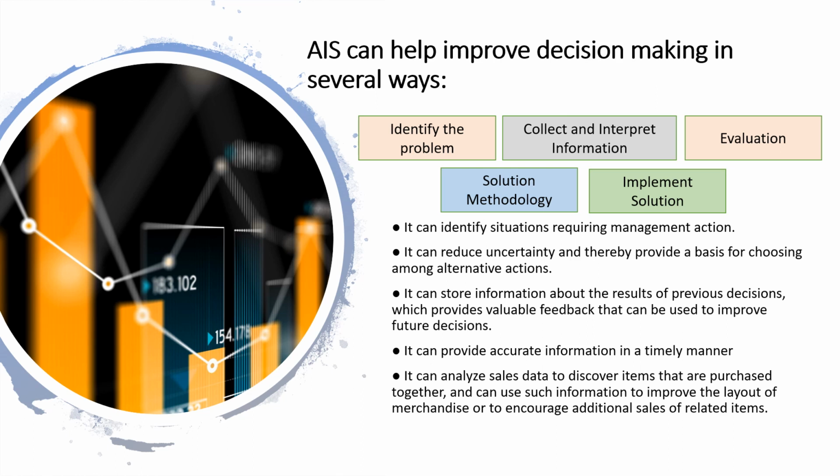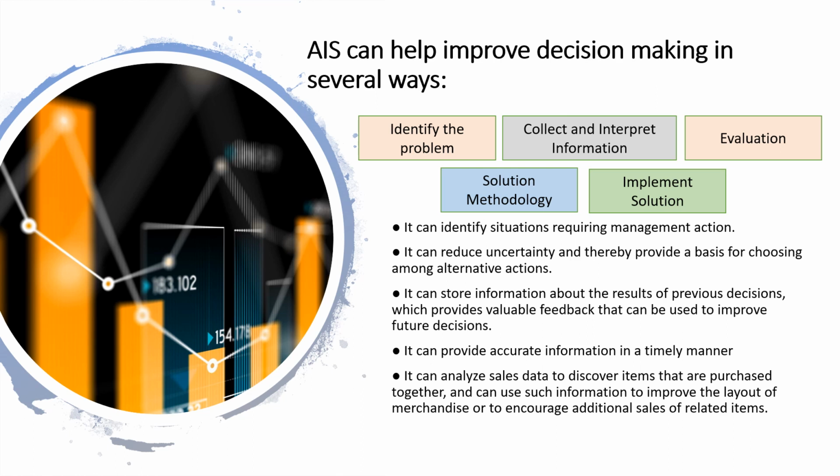So AIS can identify situations which require management action. From the data or information of the AIS, they can already identify what the strengths and the weaknesses are. And of course, they can also look at the trend, especially the trend in their profit and loss. So they can already identify whether they are profitable or not profitable.